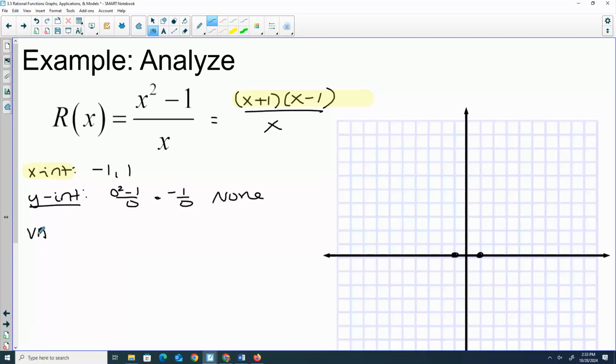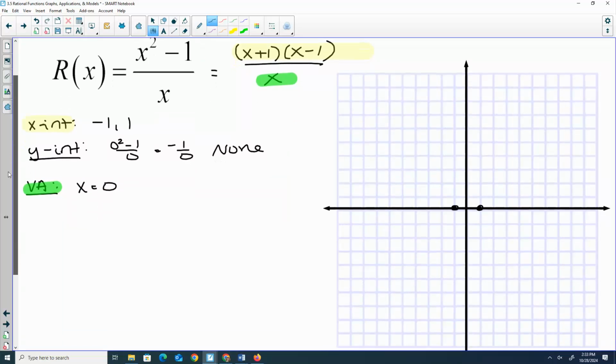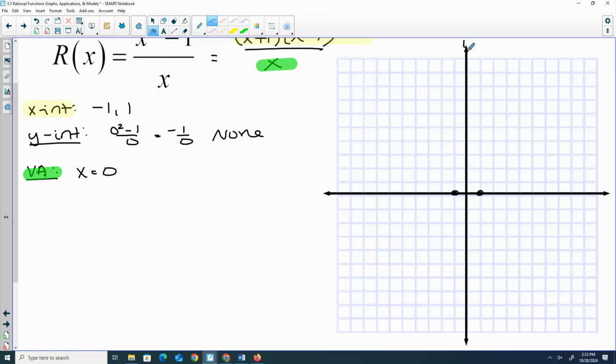Vertical asymptote. The vertical comes from the denominator. What makes the denominator 0? 0. This is a line, so I want the equation: vertical is x equals 0. That's why we didn't have a y-intercept, because the y-axis is a vertical asymptote. We are not crossing that line.